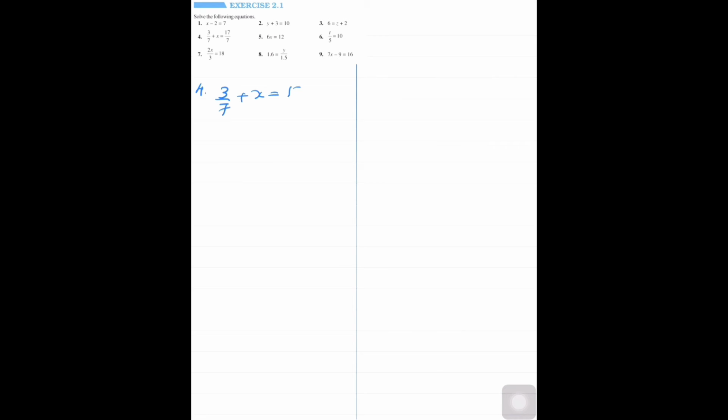3 by 7 plus x equal to 17 by 7. Subtracting 3 by 7 on both sides of the equation. 3 by 7 minus 3 by 7 plus x equal to 17 by 7 minus 3 by 7. 3 by 7 minus 3 by 7 is 0, plus x is equal to 17 minus 3, 14 by 7, is 2.